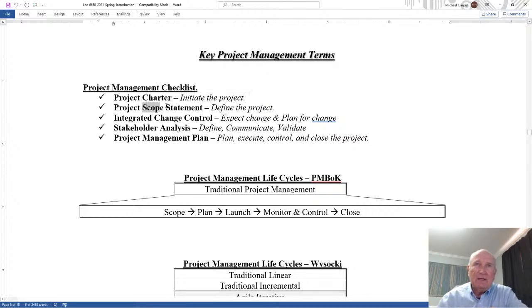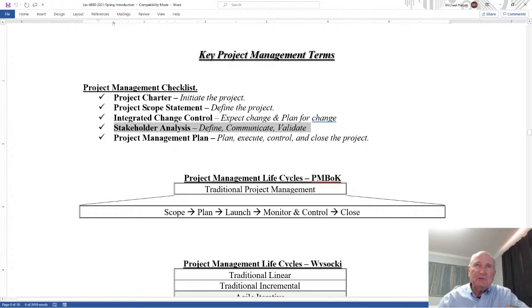Project scope statement. Now, the scope statement defines the project. Okay, this is what the project is. It defines everything about the project, but it defines it. It doesn't necessarily describe it in detail. It defines it. Now, the integrated change control: you should always expect change and plan for change, because change will always happen because of the uniqueness of a project. Stakeholder analysis: the stakeholders are so key that every project must consider the stakeholders. Define who the stakeholders are, communicate with them, and get validation from them for success.